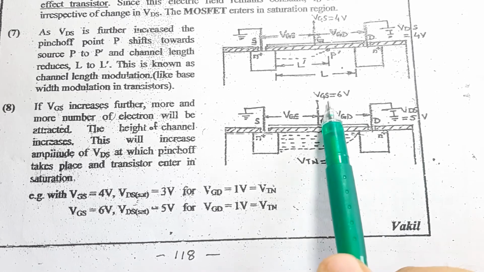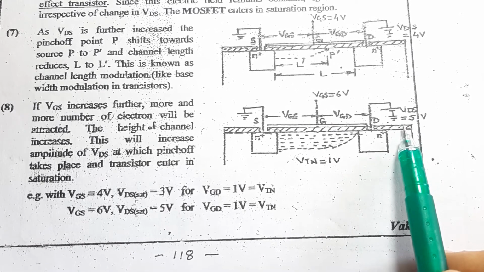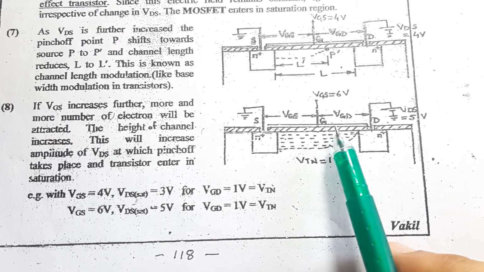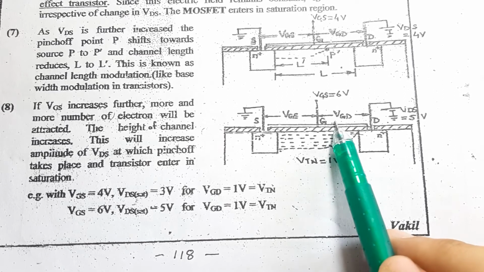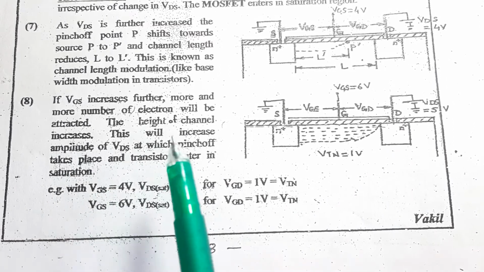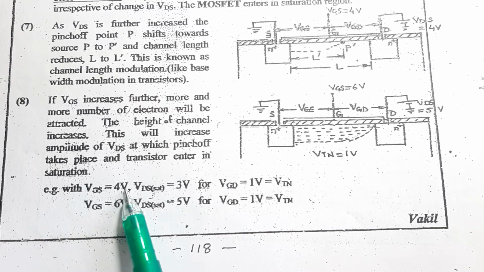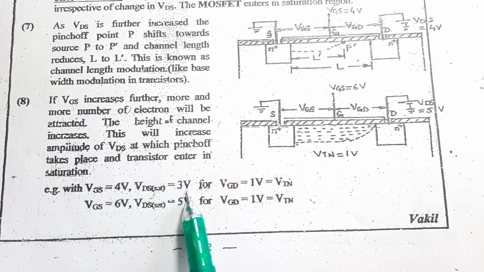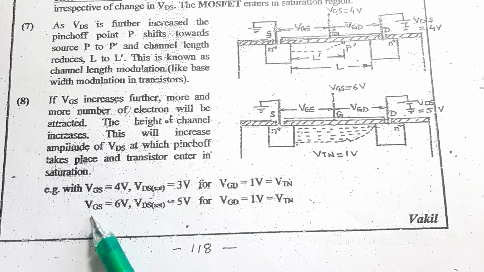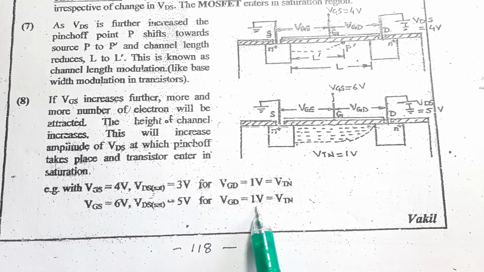So now I would say when your VGS is equal to 6 volt and your VDS is 5 volt, then the pinch off happens at this certain configuration when the threshold voltage is reached, approximately equal to the difference between the gate and the drain voltage. This will increase the amplitude of VDS at which the pinch off takes place and the transistor enters the saturation region. Now when your VGS was 4 volt, your VDS sat was 3 volt, for VGD, which was nothing but 1 volt, which is your threshold voltage. Similarly, when VGS was 6 volt, your VDS saturation was 5 volt, for the threshold voltage equal to 1 volt.